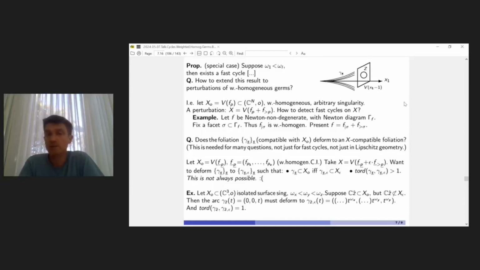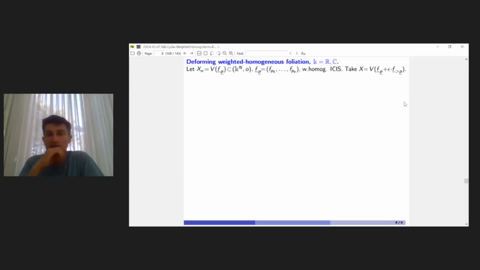So let me define the abstraction locus. What abstracts the deformation of these foliations? So once again, we have the weighted homogeneous isolated complete intersection. Take its perturbation. And now we define the abstraction locus. By the way, here I work over real or complex numbers. It doesn't matter. The base field doesn't matter here.